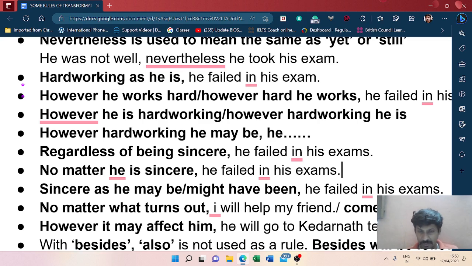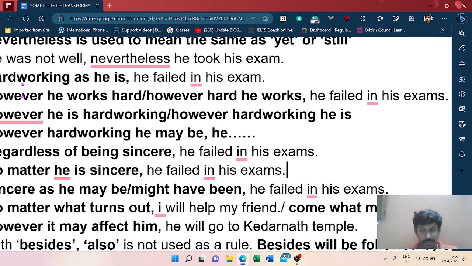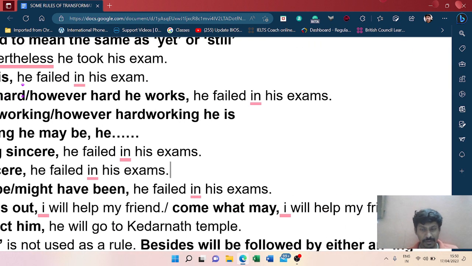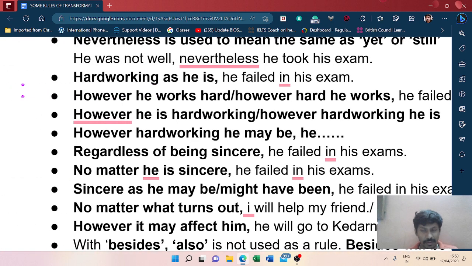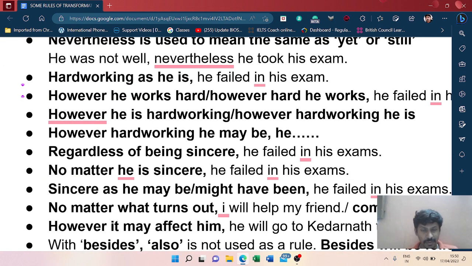No matter what turns out, I will help my friend. See, the same thing is written: come what may, I will help my friend. So here, the theme is the same: whichever obstacles may rise, I will overcome those obstacles and I'll help my friend at any cost, however it may affect him.